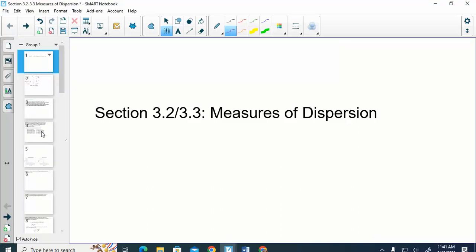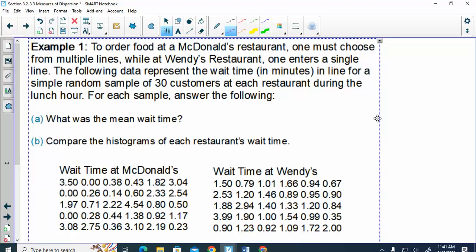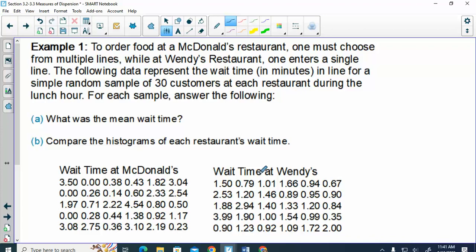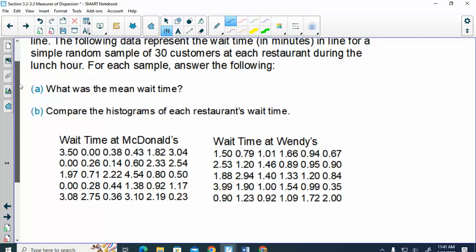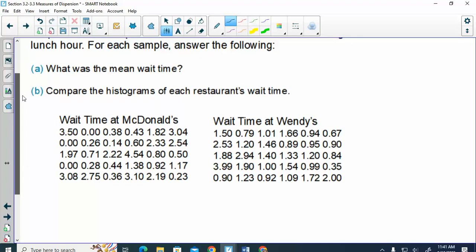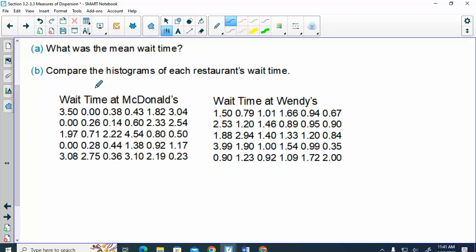So we're going to start with an example, which is part of the reason I printed this for you, because I have some larger sets of data and I figured you didn't want to try to copy all these down. To order food at a McDonald's restaurant, one must choose from multiple lines, while at a Wendy's, one enters a single line. The following data is the wait time in minutes in line for a simple random sample of 30 customers at each restaurant during the lunch hour. For each of these, I want to give the mean wait time and look at the histograms.